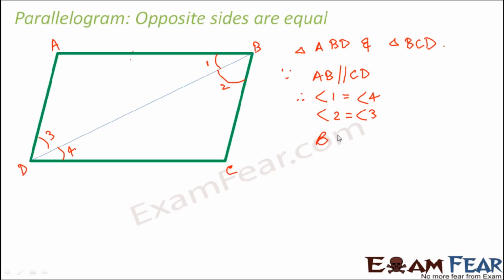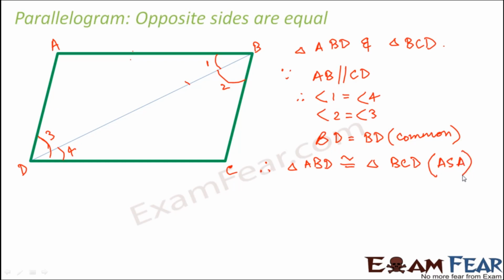And when you compare these two triangles, you see that BD is equal to BD, which is a common side. Now considering these three parameters, what do you see? That two angles and one side are equal for both these two triangles. Now as per our knowledge of congruency of triangles, we can say that triangle ABD is congruent to triangle BCD. By which rule? This would be ASA, that is angle side angle congruency, where two angles and the side included by these angles are equal in both the triangles. So therefore these two triangles are congruent.